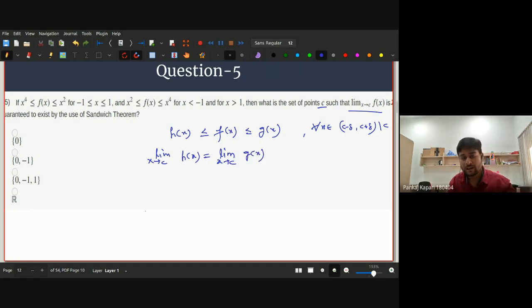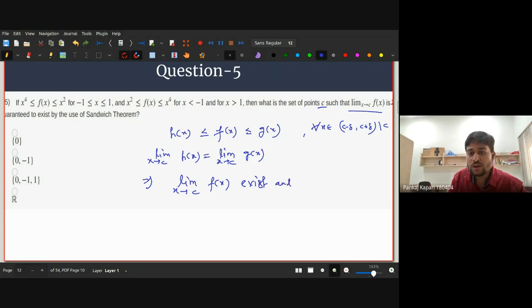So the lower function h(x) and g(x) have the same limit when x approaches c, and this will imply that the limit of f(x) as x approaches c also exists. Let's say this limit is equal to L, then the limit of f(x) exists and is equal to L. So this is the sandwich theorem, the statement is this.